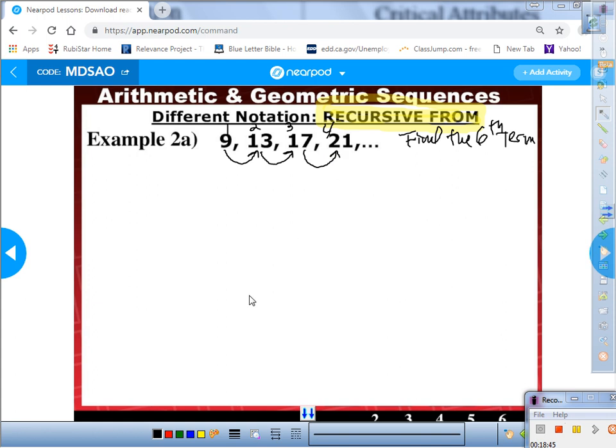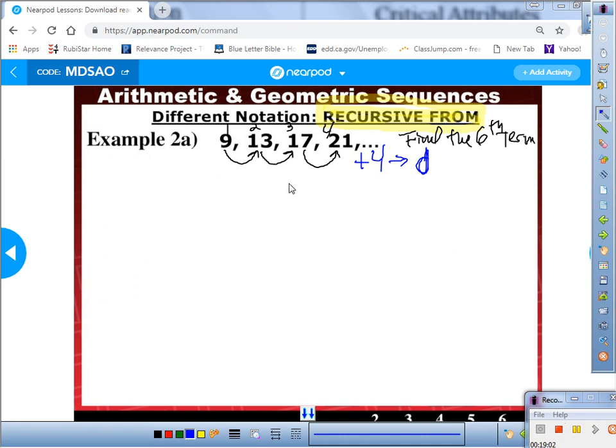Carry near what's happening from one to the other. They're doing what? So we're adding 4 all the way. What is that known as? My letter what? D for difference.